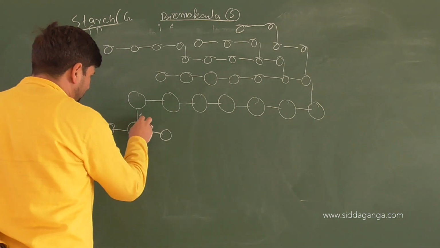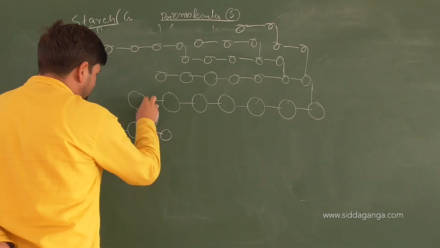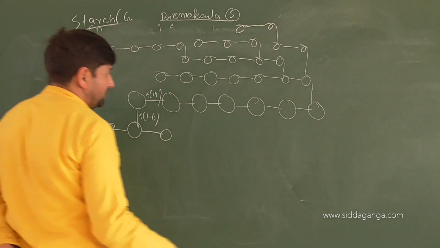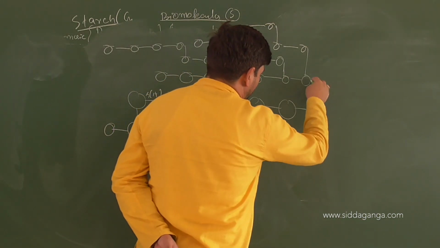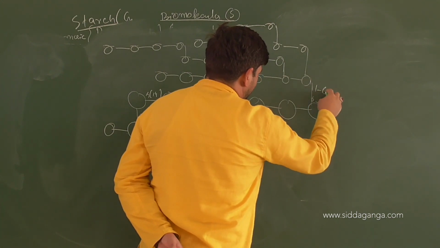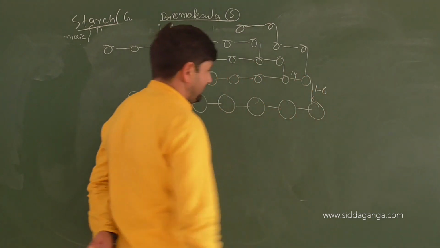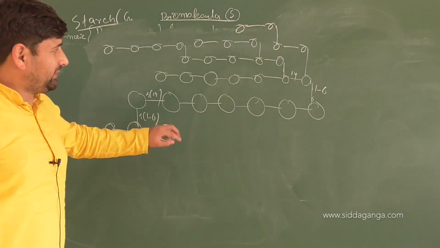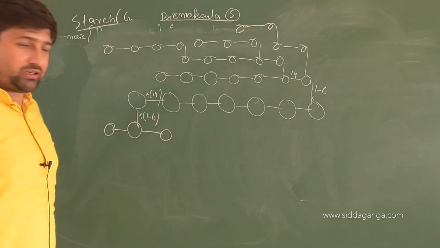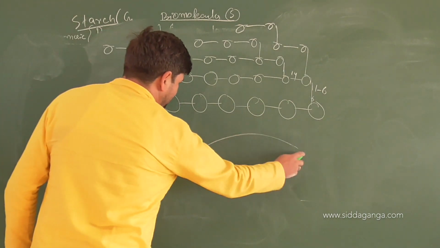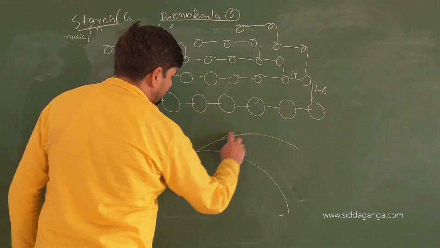What branch is it? Alpha 1,6. This one is alpha 1,4. The branching link is between the 6th carbon and the 1st carbon, so 1,6. Again this is a 1,4 link. After 24 units you will find the branch coming out of it. So diagrammatically, it will be like this. It can be shown like this.